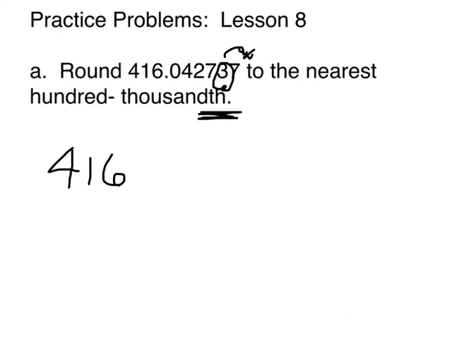So I'm going to rewrite the entire number. You can't just do the part that you're rounding. You have to write the entire number in your answer. And put 0, 4, 2, 7, 4. And that is to the nearest 100,000th place. Okay, next problem.